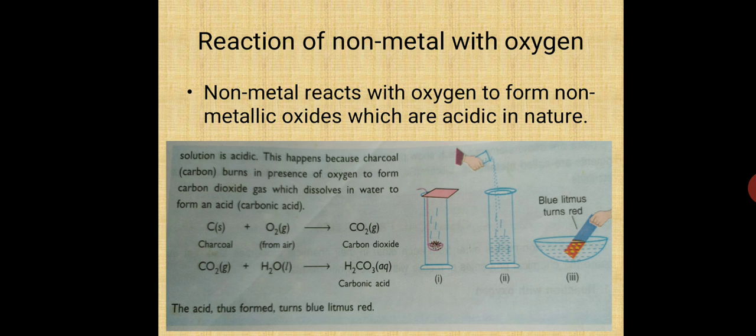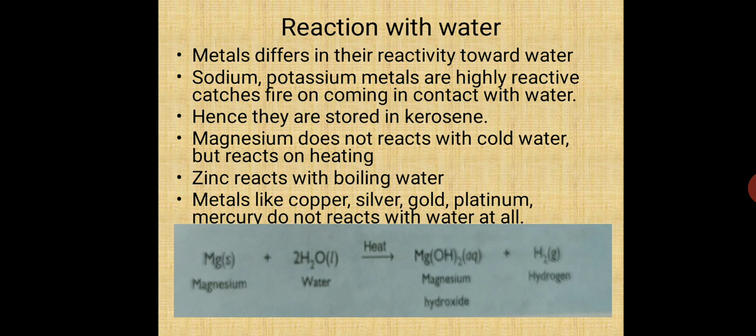So when a metal reacts with oxygen, metal oxide is formed and it is basic in nature. And when a non-metal is burnt or reacted with oxygen, non-metallic oxide is formed and it is acidic in nature.